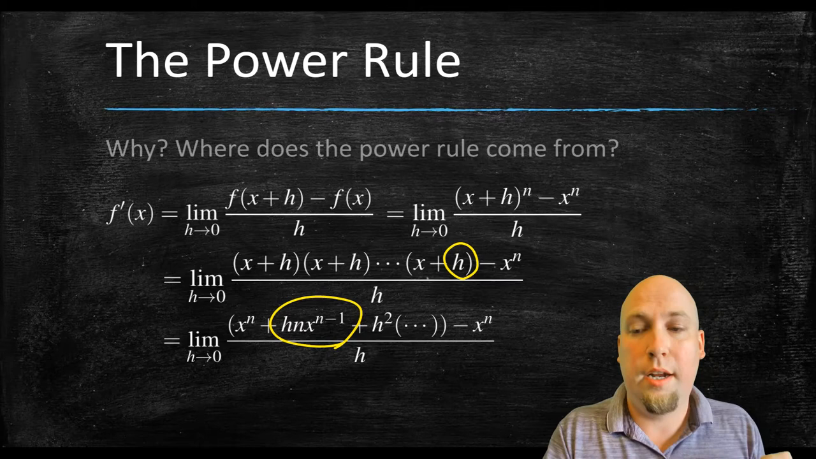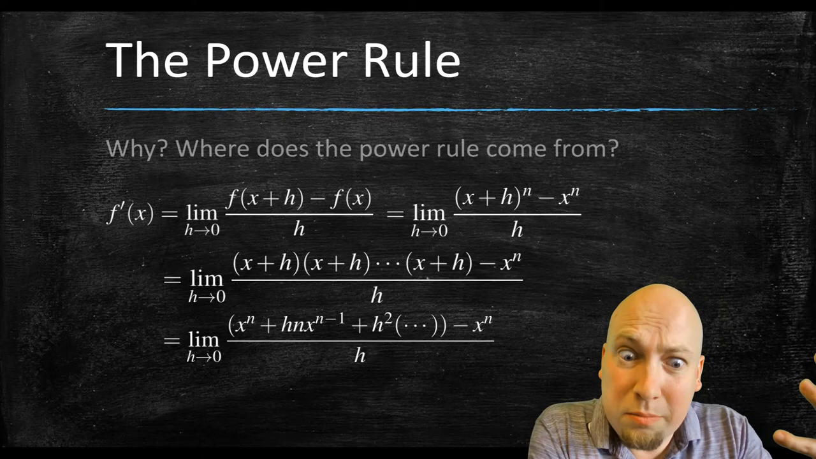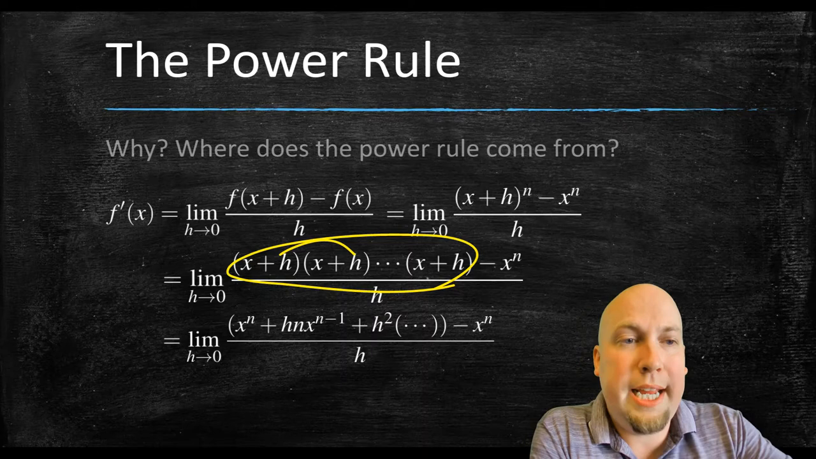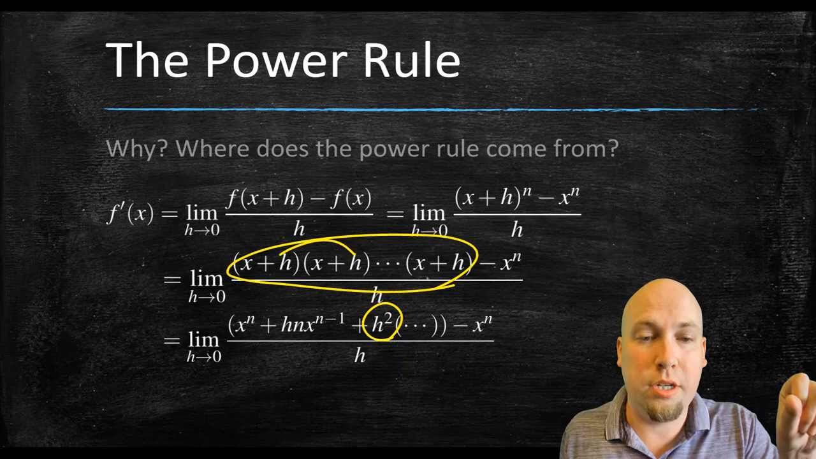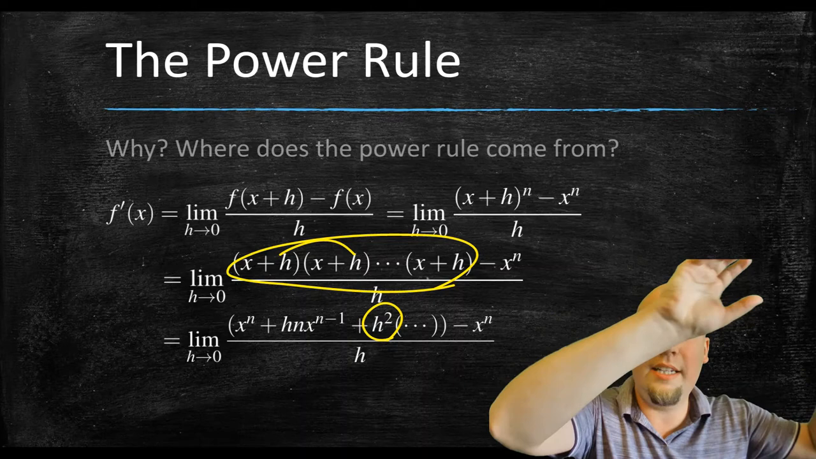The next part that I'm going to notice is that, well, there's still more terms here. After I expand all this out, what if I pick two h's? What if I pick three h's? What if I pick n h's? But the point is, all of the other terms after I expand that out are going to have an h squared in them. They're going to have at least two powers of h. Okay, and then other junk, lots of x's and h's and maybe some n's. But the important part is it's going to be h squared times something.